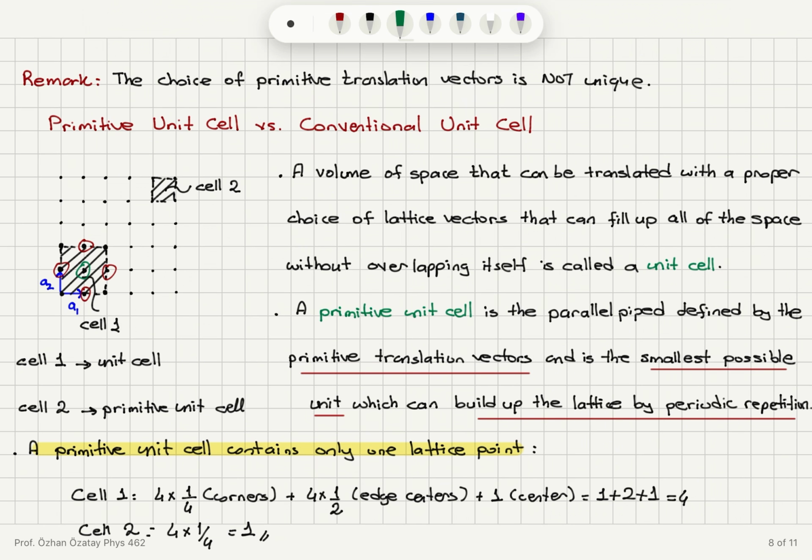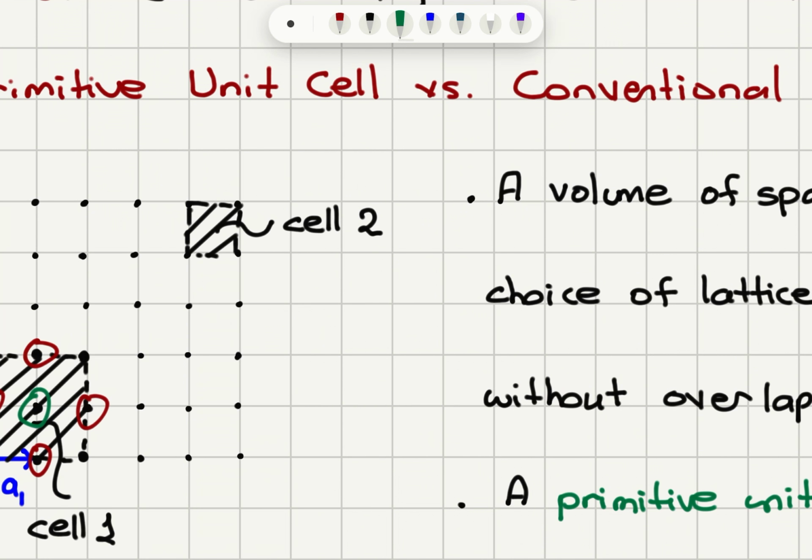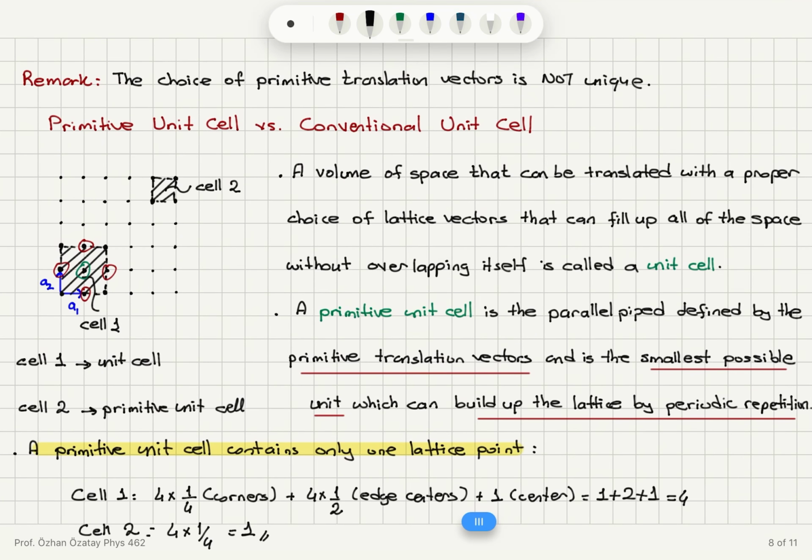For cell 2, I have 4 atoms at the corners. So those are here. And I have 1/4 of each included in the cell. So it has only one lattice point. Therefore, it's a primitive unit cell.